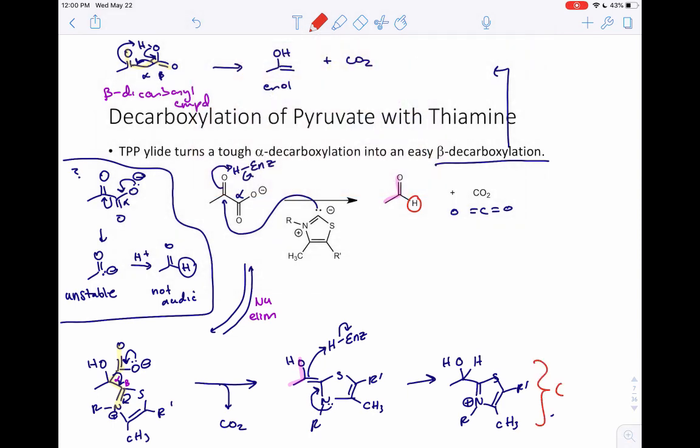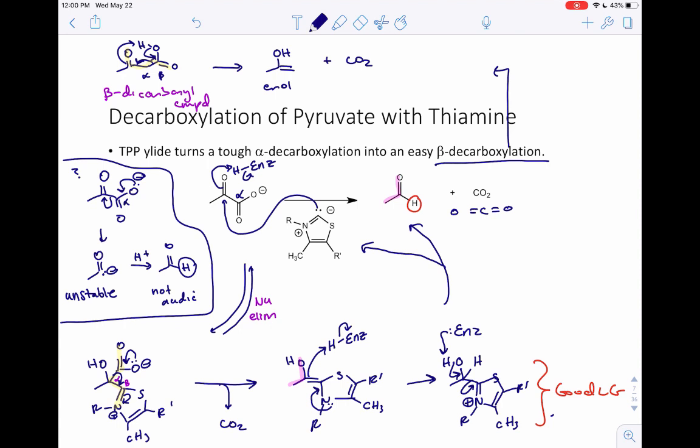This is a good leaving group, and we're going to, in fact, see that leave. So now we're going to use the enzyme again. The enzyme now is going to use a basic side chain to deprotonate. That is going to form the carbonyl. So it's kind of like a lone pair push using an enzyme. That's going to break the bond that we already knew had to break, and you're expelling TPP ylide. So you're getting acetaldehyde, and you're expelling TPP ylide, which can go and decarboxylate another pyruvate now.